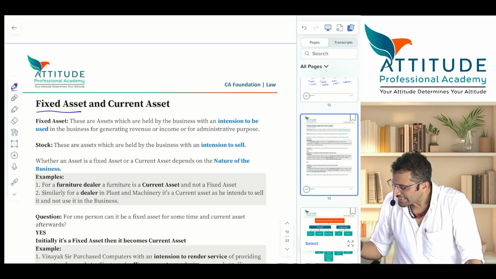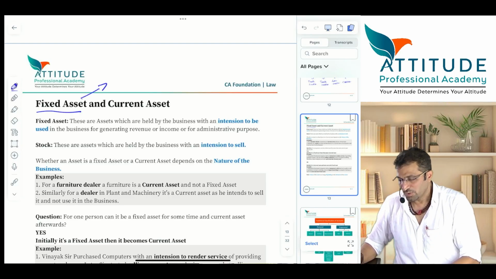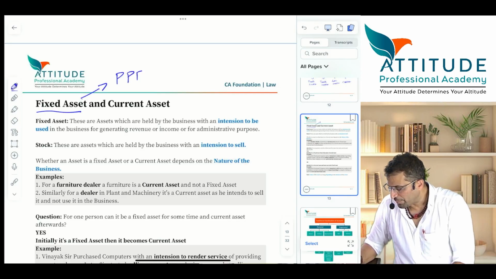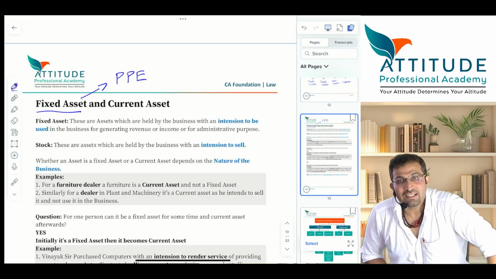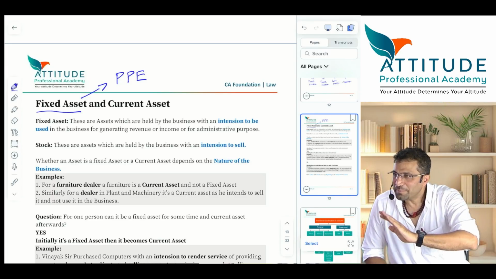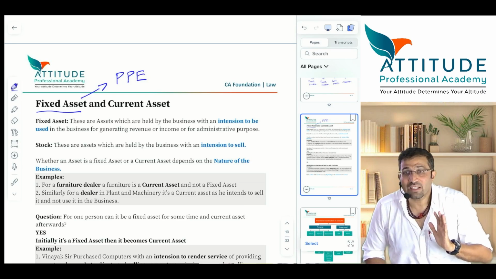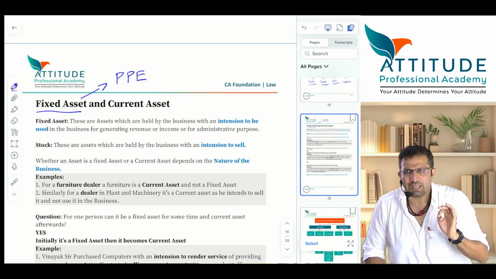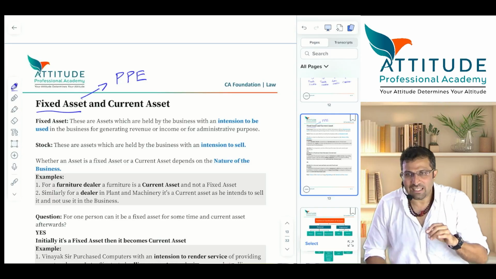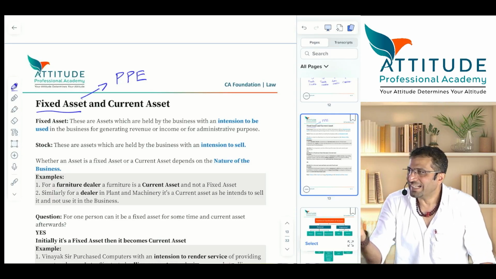So for this fixed asset, they are now giving a different name. They are calling it Property, Plant and Equipment, PPE. What is it? Property, Plant and Equipment. They are making it easy for the layman. Now the layman will not be confused. If it is told as PPE, property, plant and equipment, plant means not a growing plant. We say plant and machinery, like that.